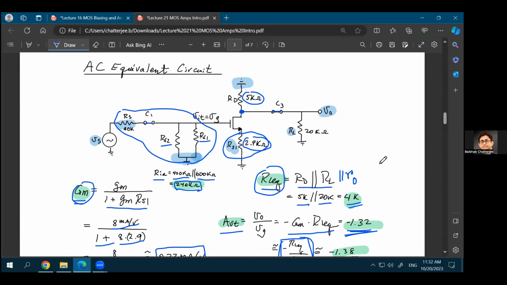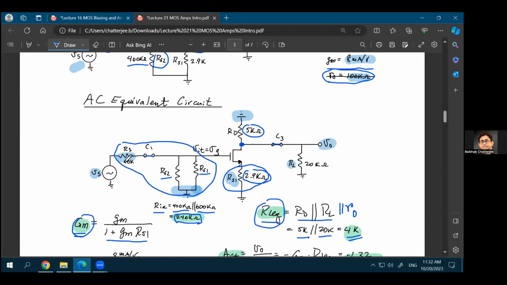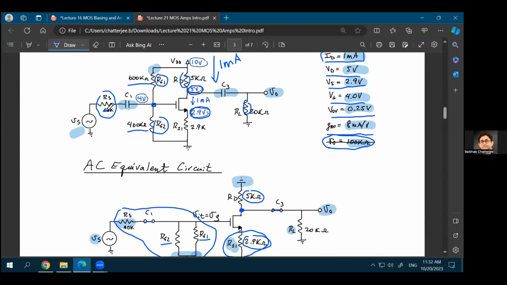So we'll stop here. Let me know if you have any kind of question. So this is in fact 40 kilo ohms. This is not 10 kilo ohms, so this should be 40. Okay.